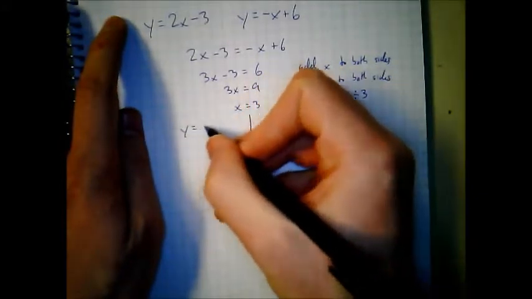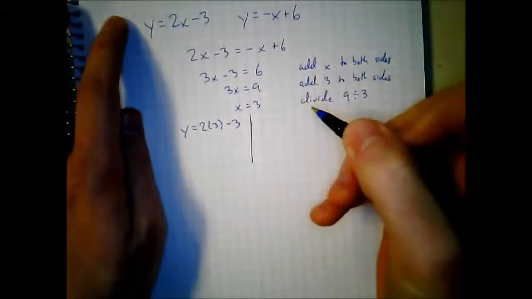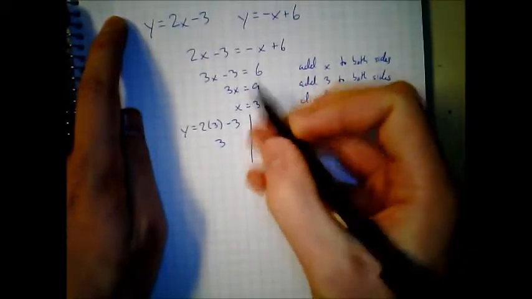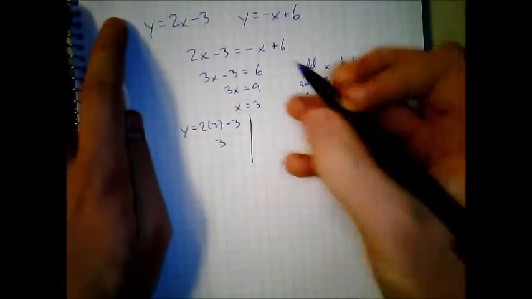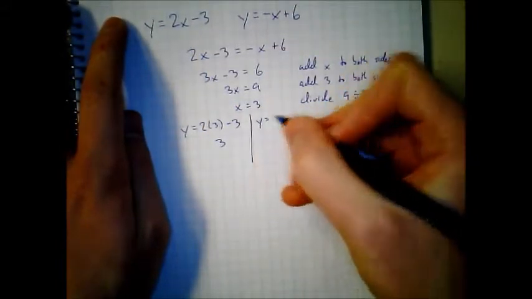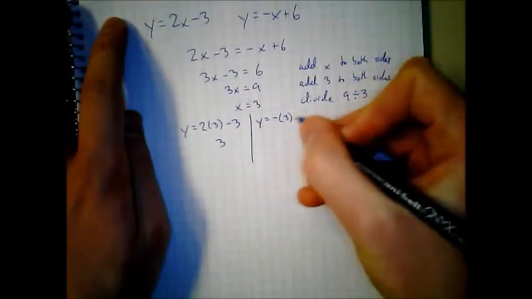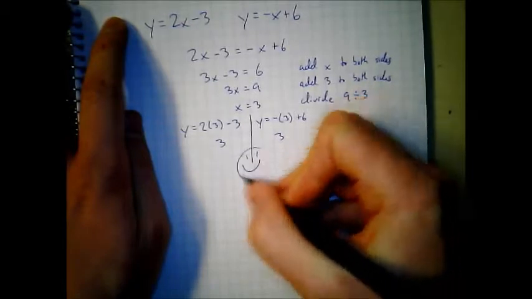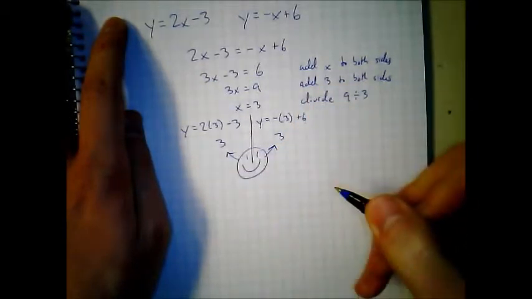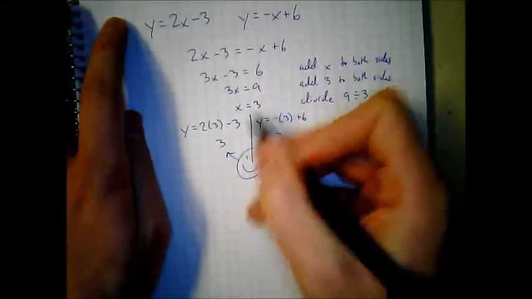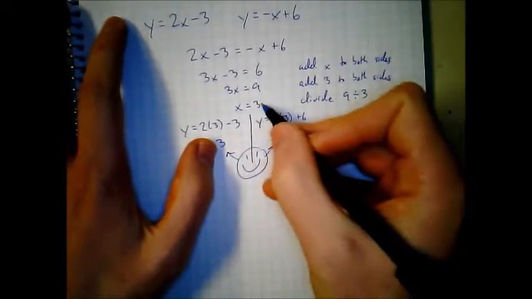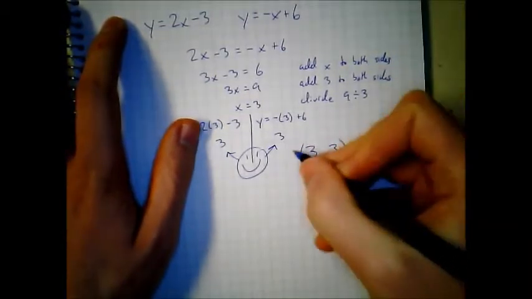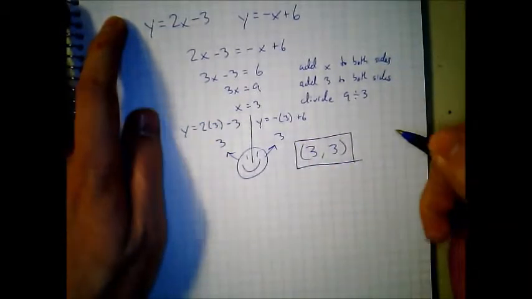So we have y equals 2 times 3 minus 3. 2 times 3 is 6, minus 3 is 3. So for our first rule, when x is 3, y is also 3. So that better be true for our second rule. So y equals the opposite of 3 plus 6. Well, negative 3 plus 6 is positive 3. We're very happy. So when x equals 3, y also equals 3 for both of them. For figure 3, they both have 3 tiles. So our answer is 3, 3. That's where these two lines will intersect.